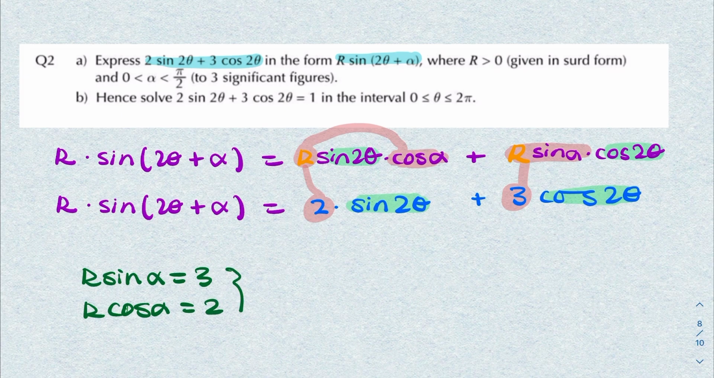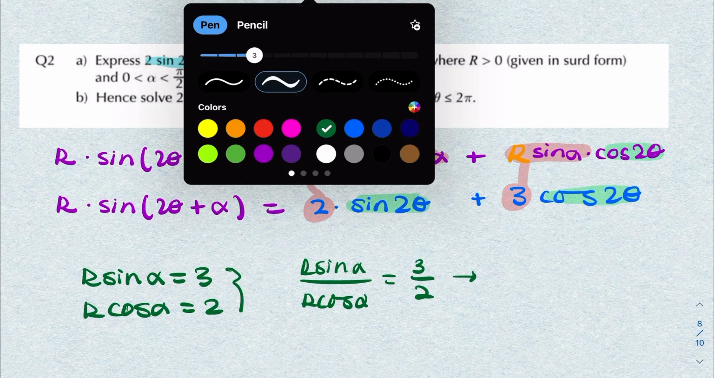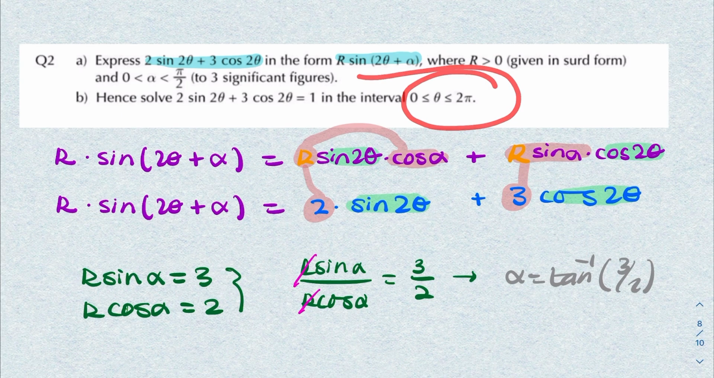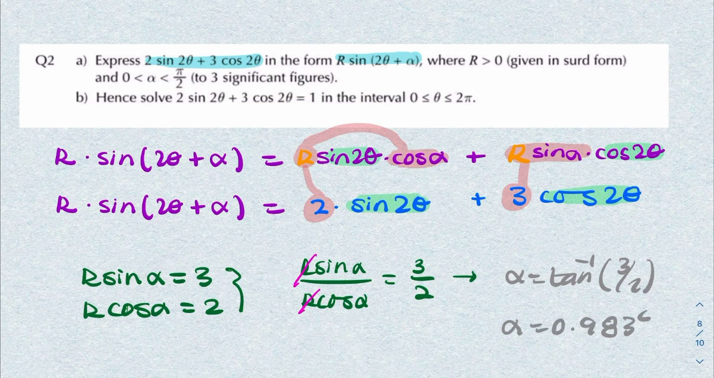And if you divide the first equation by the second, you get 3 over 2. So sine over cosine gives you tan. So you can rewrite it as alpha equals tan inverse 3 over 2. And remember, we're in radians here, so set your calculator in radians. You want the inverse tangent of 1.5, and that's 0.983. So that's the value for alpha.